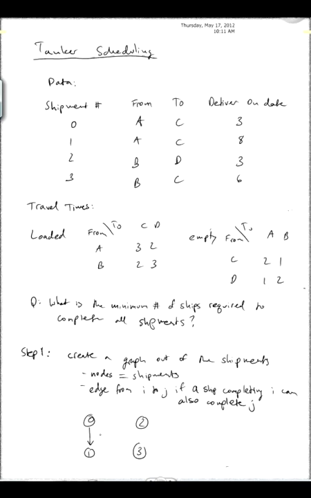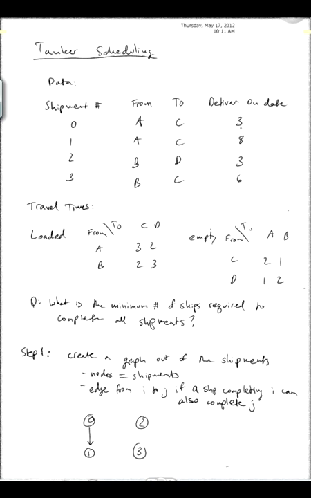So let's see. Can a ship completing shipment 0 also complete shipment 2? Well, that's not possible because shipment 0 happens on day 3, and so does shipment 2. So no edge from 0 to 2. What about a ship completing shipment 0? Can it complete shipment 3? So let's see.